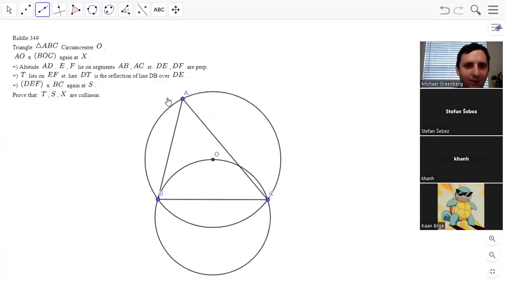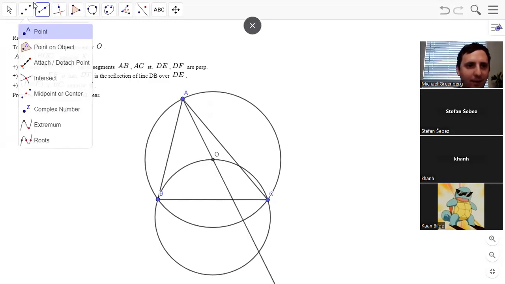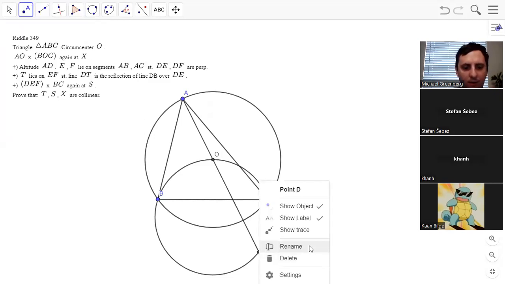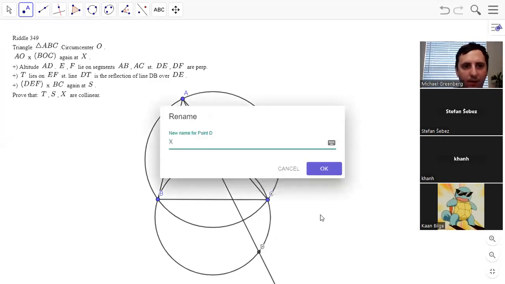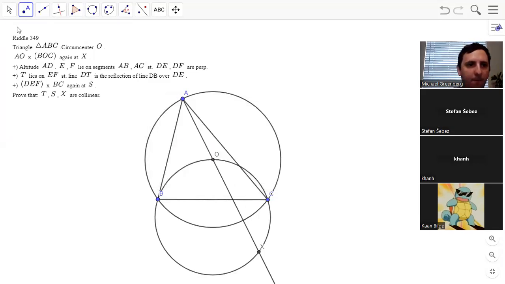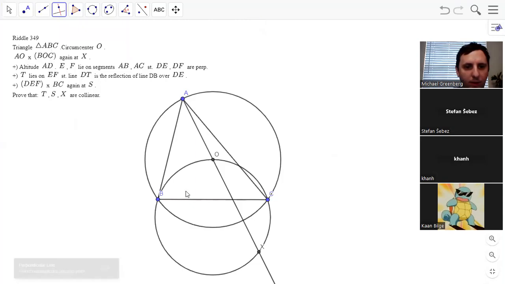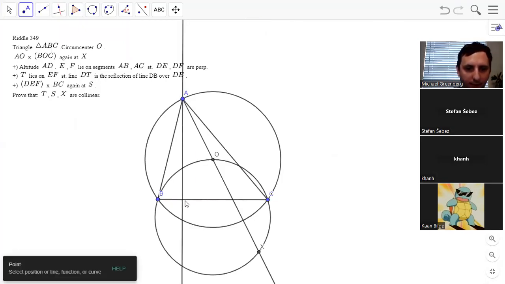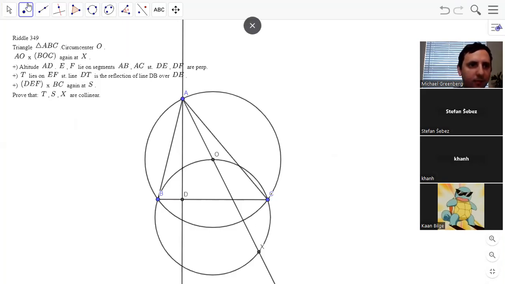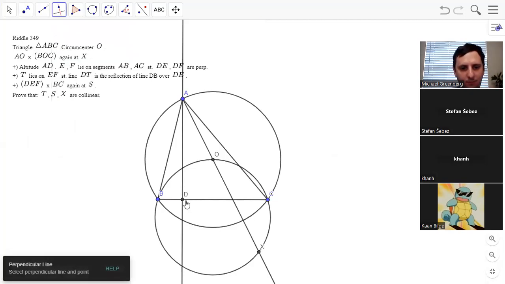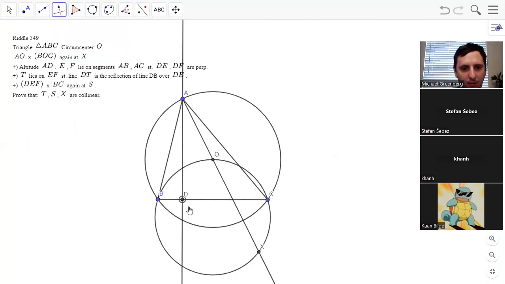Okay. So this intersects the circle again at X. Then we draw the altitude AD. And you drop the perpendiculars from D to AB and AC. All right.